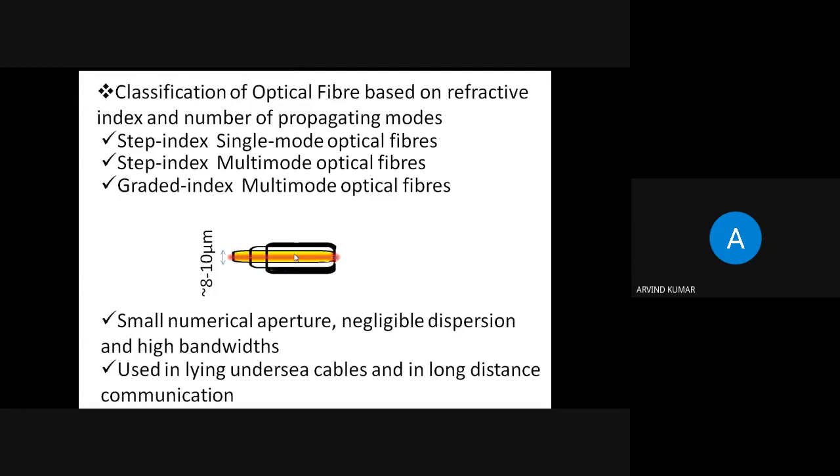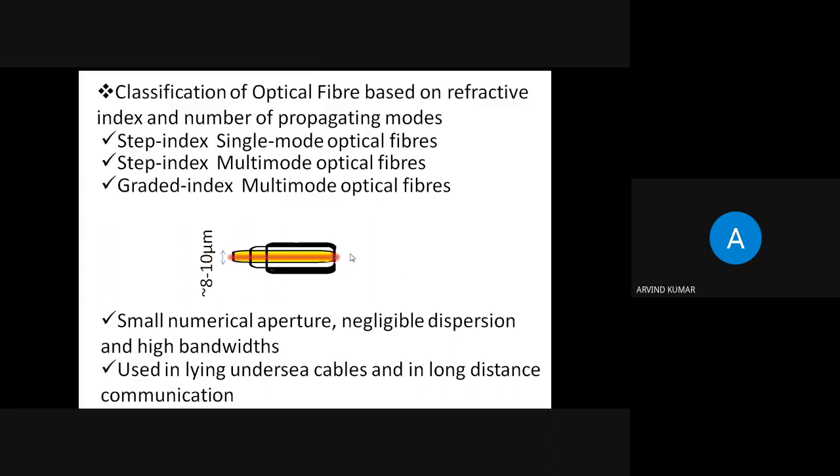This is the diagram I'm showing, representing the step index single mode optical fiber. Here the core diameter is 8 to 10 micrometers, and the numerical aperture is small. In this case, dispersion is negligible and bandwidth is high. This type of fiber is very costly, and it is used for installation under the sea, or you can say for long distance communication.